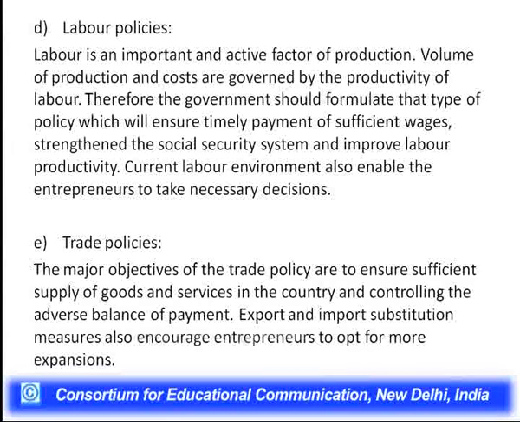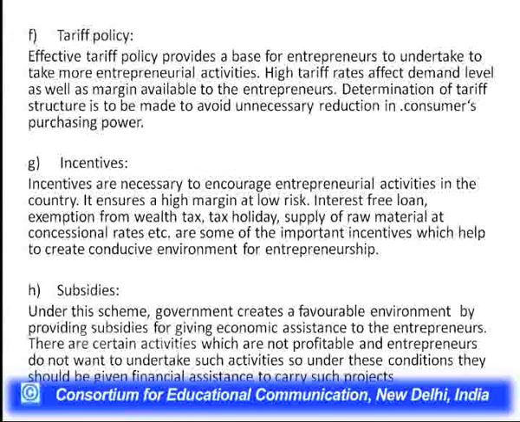Next factor of economic environment is trade policies. The major objectives of trade policy are to ensure sufficient supply of goods and services in the country and to control the adverse balance of payment. Export and import substitution measures also encourage entrepreneurs to opt for more expansion.